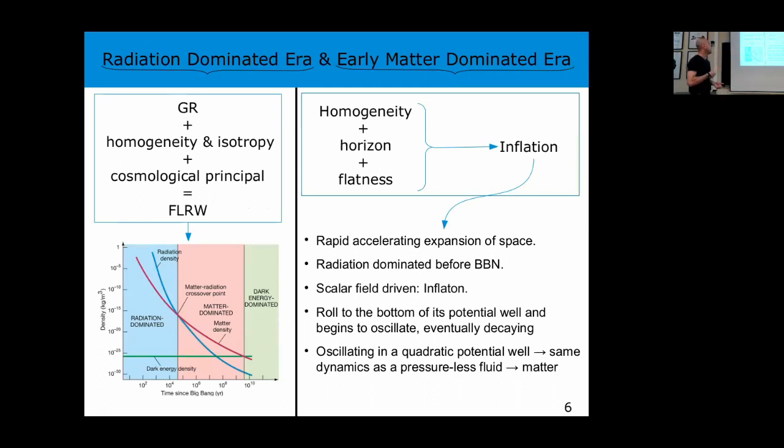I'm sure you all know what the radiation dominated era is, but the early matter dominated era is an era which is required in some scenarios, for example, since the homogeneity problem, the horizon problem, the flatness problem, it is necessary to invoke an inflationary epoch in which the universe undergoes a rapid accelerated expansion. And this inflation is usually driven by a scalar field, which is called the inflaton, which needs to roll down its potential and to allow the universe as we know it to exist. And doing so, this field oscillates in a quadratic well at the bottom of its potential. And the dynamics of this oscillation behave as a pressureless fluid, and so matter. And that's the early matter dominated era.